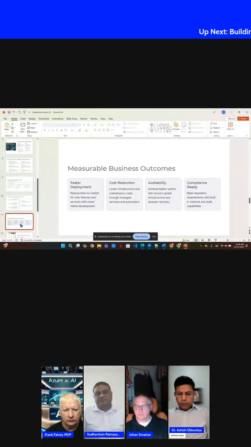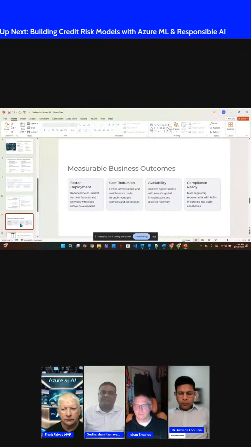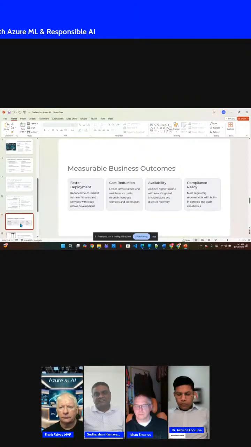So, measurable business outcomes. I listed 4 here. The first is faster deployment: reduce time to market for new features and services with cloud-native development. Then cost reduction: lower infrastructure and maintenance cost through managed services and automation. As I mentioned earlier, take legacy systems, for example mainframe servers. The maintenance and cost will be huge, and the servers occupy very, very big rooms. Now, with the latest AI technologies, infrastructure maintenance will be very low and the cost manageable. Then availability: achieve higher uptime with Azure global infrastructure and disaster recovery. And compliance ready: meet regulatory requirements with built-in controls and audit capabilities.